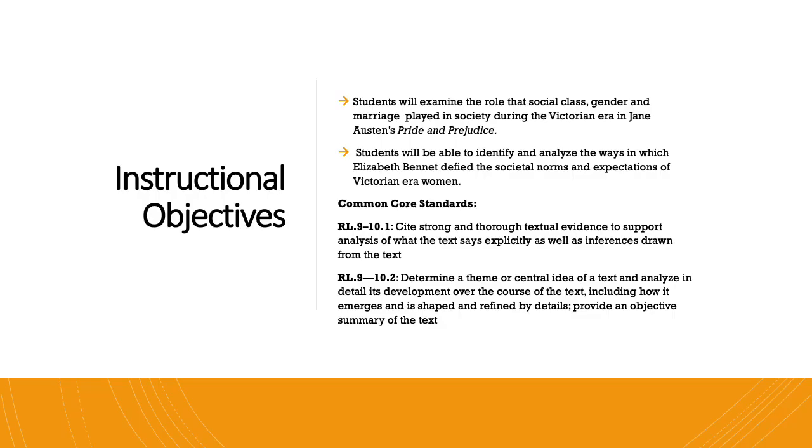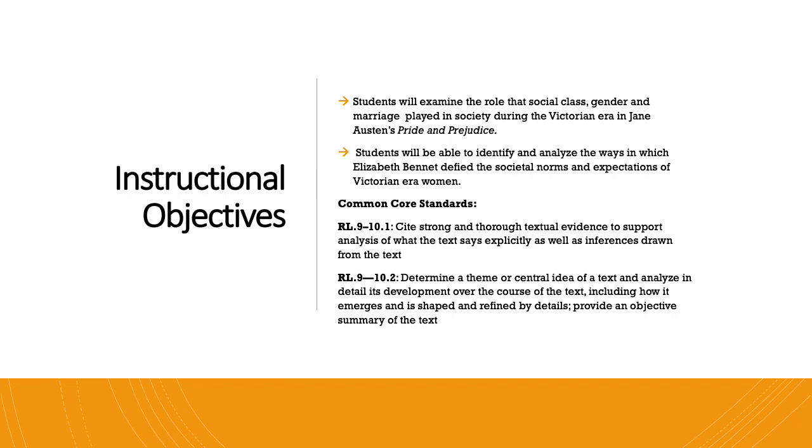The instructional objectives for our English lesson plan are as follows. Students will examine the role that social class, gender, and marriage played in society during the Victorian era in Jane Austen's Pride and Prejudice. Students will be able to identify and analyze the ways in which Elizabeth Bennet defied the societal norms and expectations of Victorian era women.